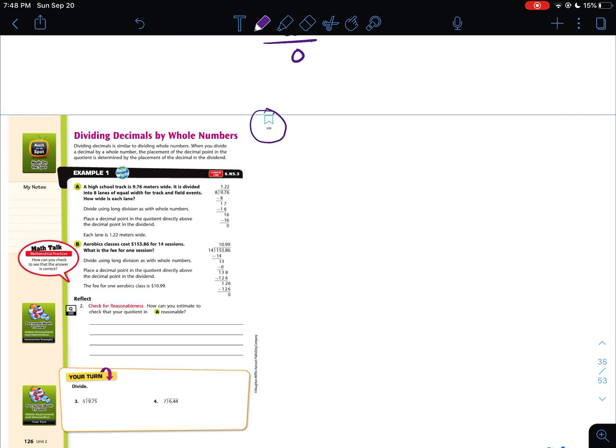So on page 126, I would like you to pause the video right now, and I want you to do number 3 and 4 at the bottom of that page. 3 and 4 at the bottom of page 126. So pause right now and do those, and when you come back, hit play, and then I'm going to show you the answer to those, and then I'll give you your practice on your own kind of thing. Okay, so pause it.